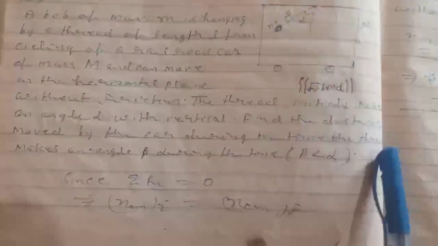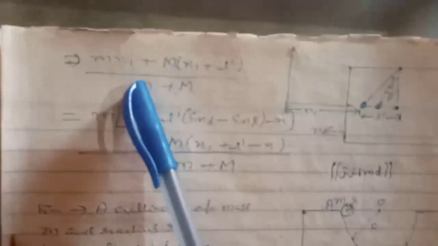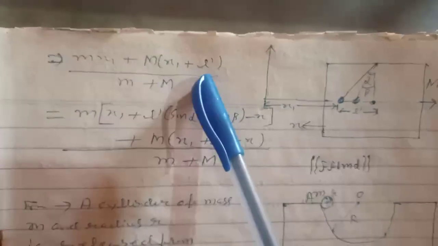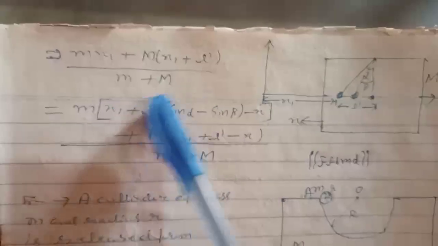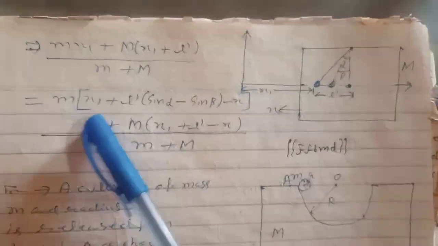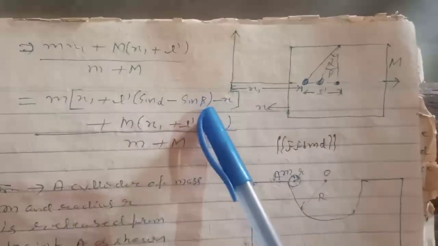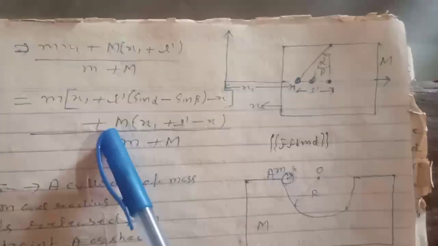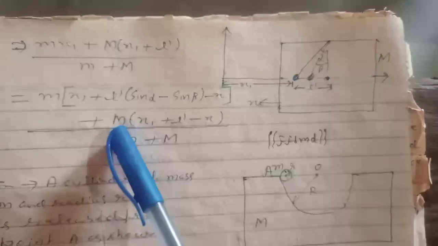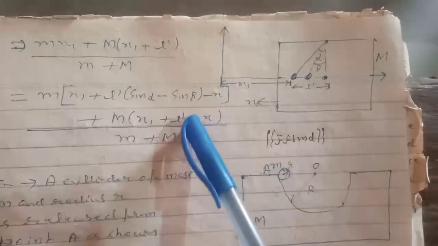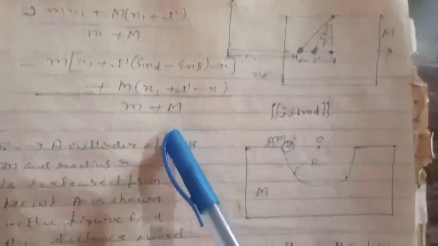Since sigma Fx equals 0, xcmi equals xcmf. This implies M x1 plus m into x1 plus l dash by M plus m equals m into x1 plus l dash into sin alpha minus sin beta minus x, plus M into x1 plus l dash minus x, divided by M plus m.